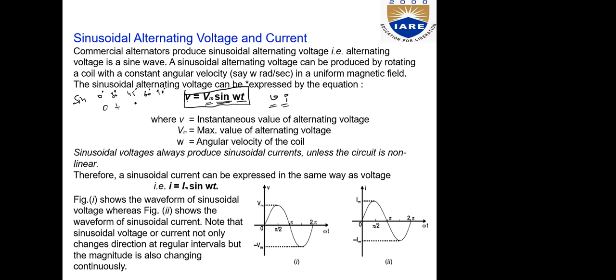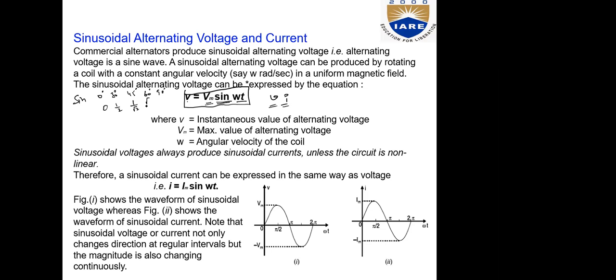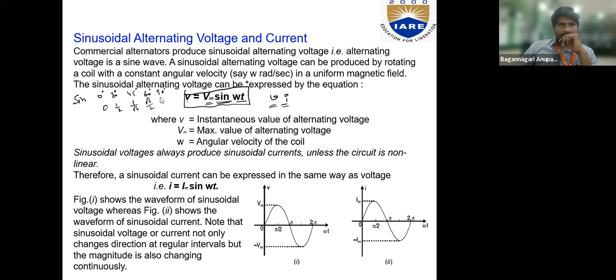Sine 30 is 1/2. Sine 45? 1/√2. Sine 60? √3/2. And sine 90? 1. If we go on writing this for the next ones, what is the next one?